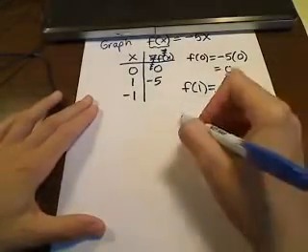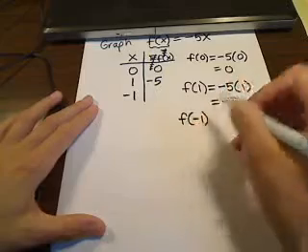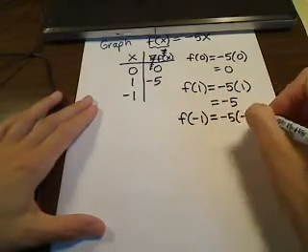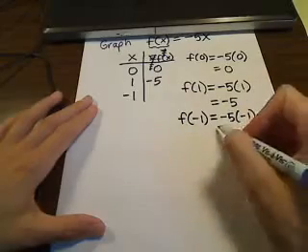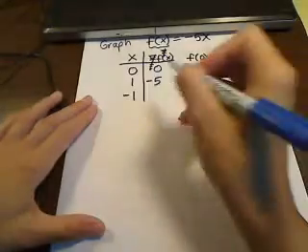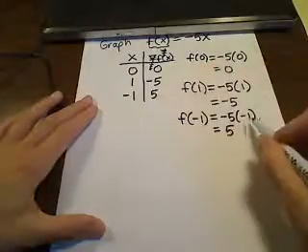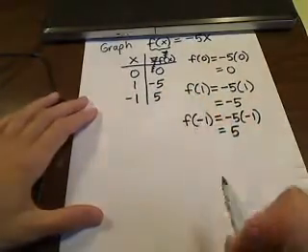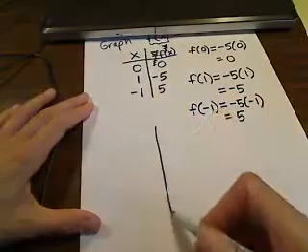And then I'm going to do the same thing here. So f of negative 1, plug that in, and I have negative 5 times negative 1, which is going to be a positive 5, because a negative times a negative is positive. Okay, so I have 3 ordered pair points here, and I can graph it now.